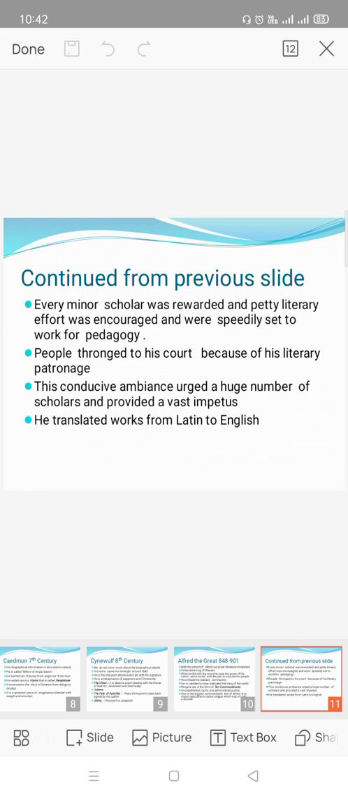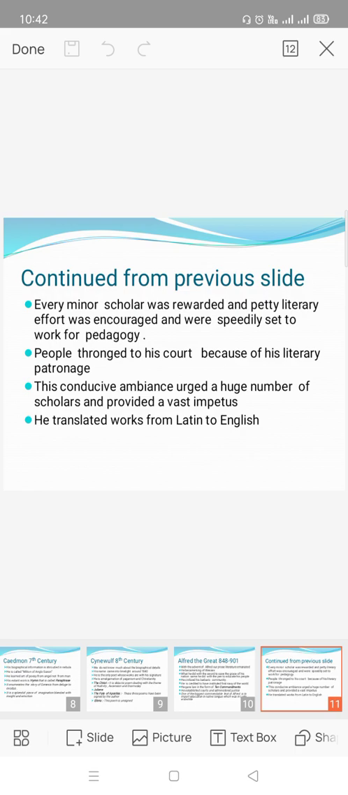Consequently, this learning would get them a good position in Alfred's court, their financial state would be transformed, and they would become involved in learning. People thronged to his court because of his literary patronage. As I told you, it was because of his love for literature and learning that people flocked towards his court, because of his generous nature towards learning.